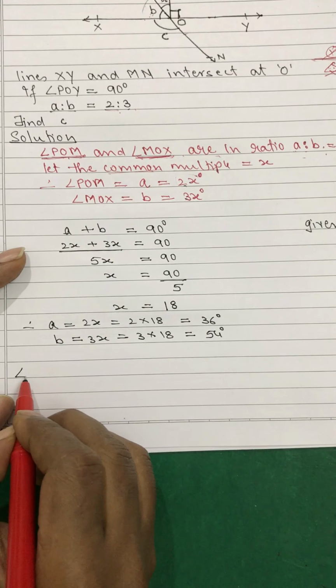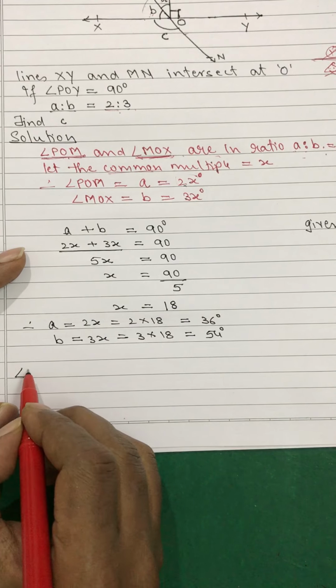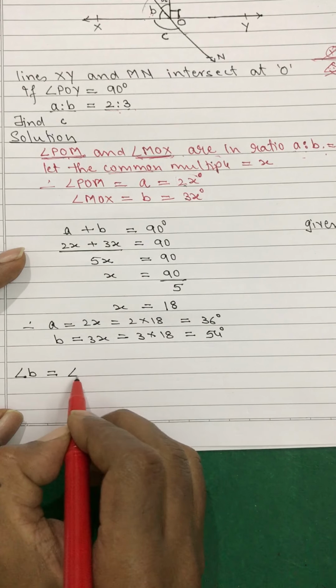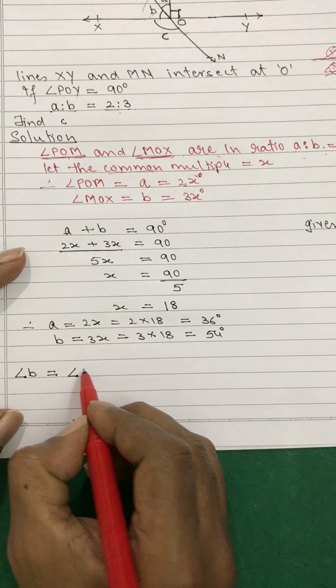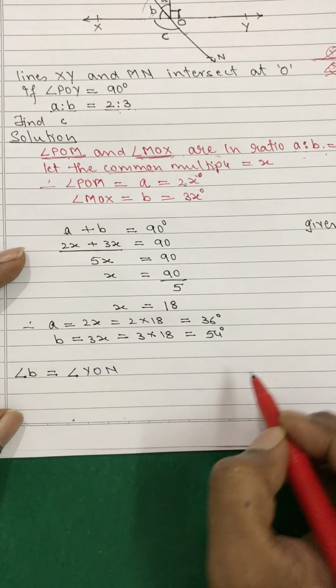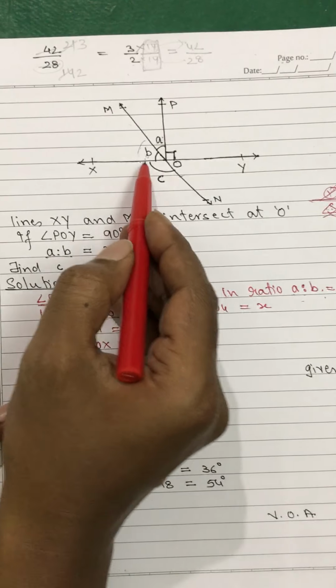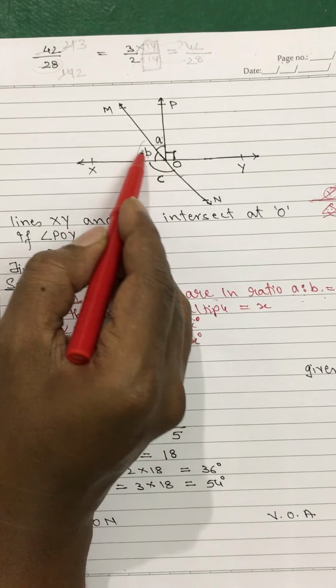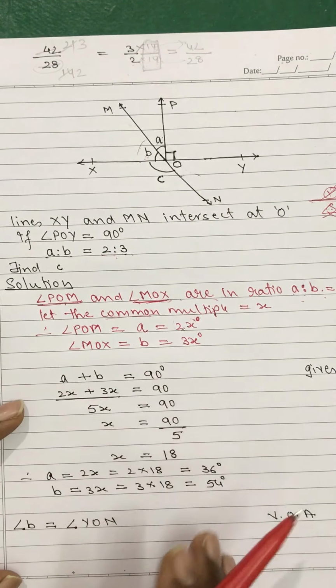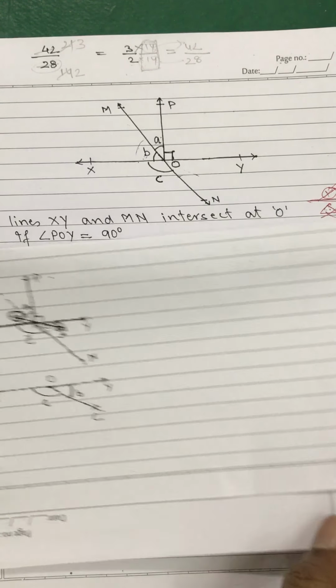Now angle B is equal to angle YON. Reason is vertically opposite angles. They are congruent, right? See, they are congruent. This angle B will be congruent to this. Try to understand, my dear students. You have to understand this very well.